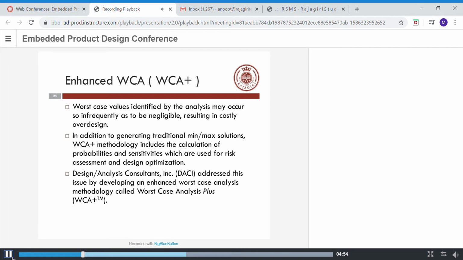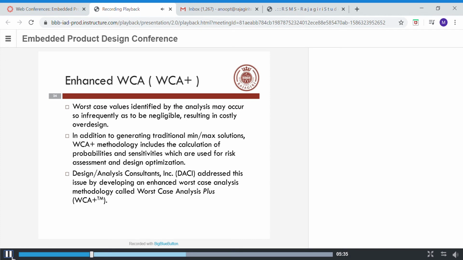So that's the whole idea. It saves you money. It helps you decide whether you need to spend more time and money on changing the design. That decision can be made easier if you go for your enhanced WCA. So two keywords which additionally come into the picture are probability and sensitivity. Now, DACI was a company which first addressed this issue by developing an enhanced worst case analysis methodology, and this is called WCA plus.